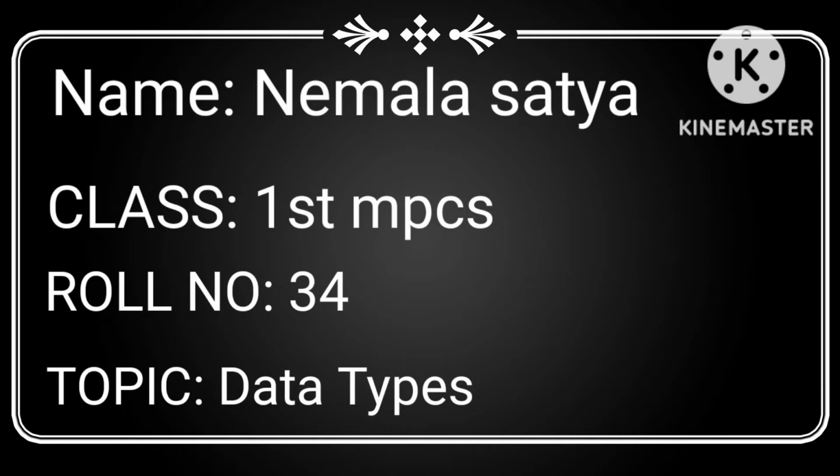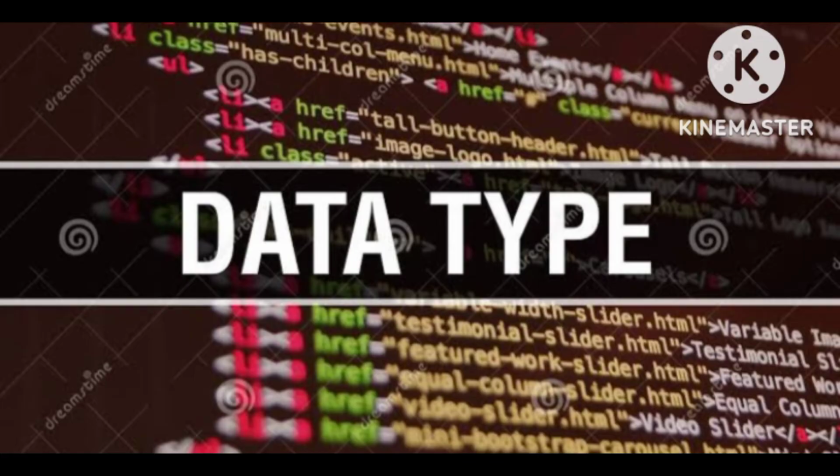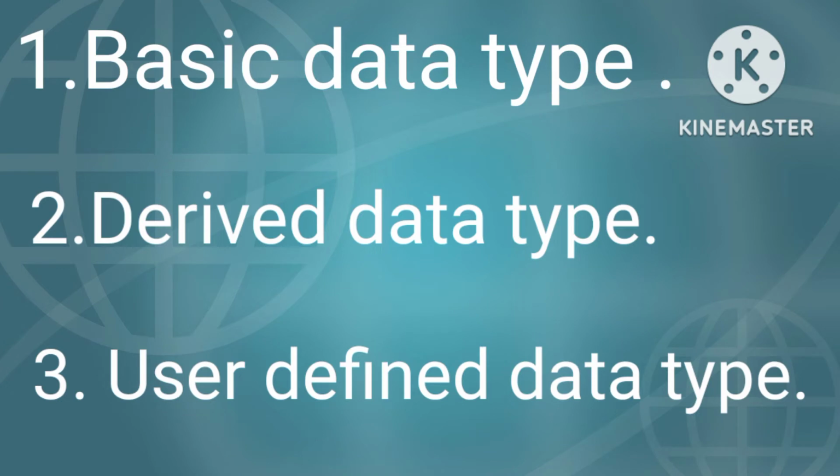Today I want to discuss the topic of data types. The definition of data types: a data type specifies the type, size, memory, and address of identifiers like variables. We can store integer, floating, character, etc. Data types are classified into three types. First is basic data types, also called primary data types, second is derived data types, and third is user defined data types.